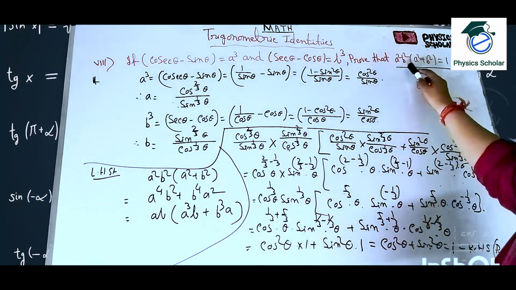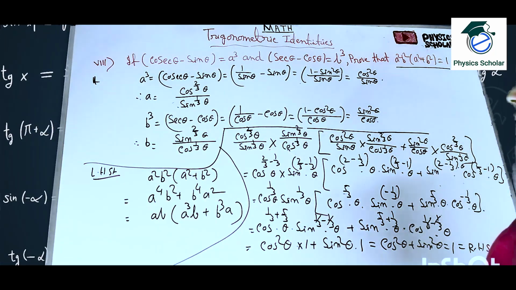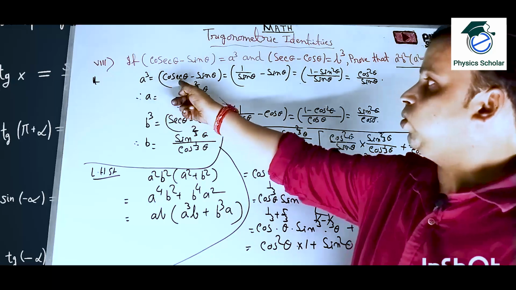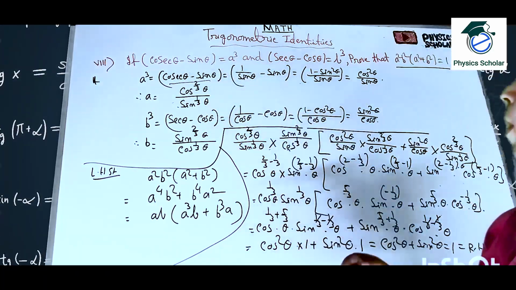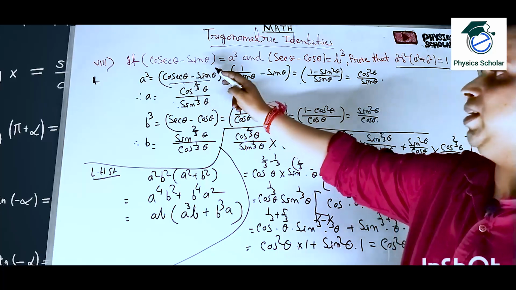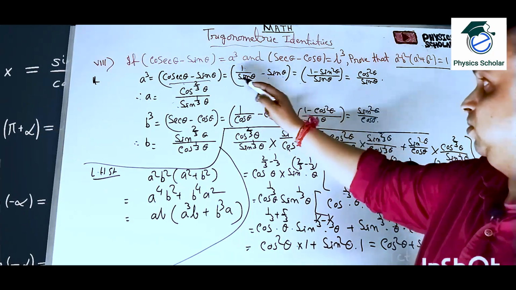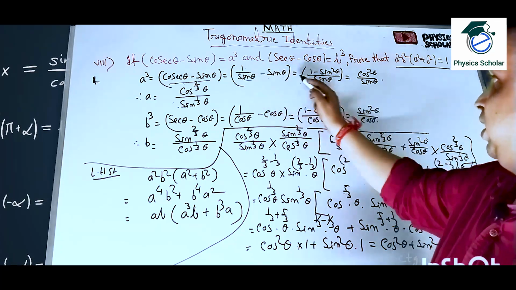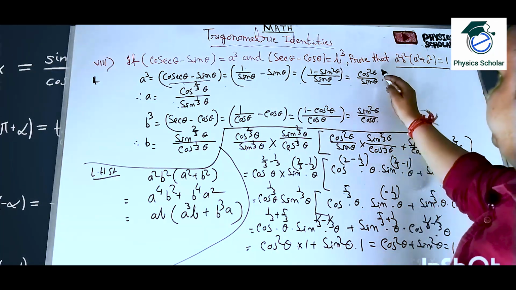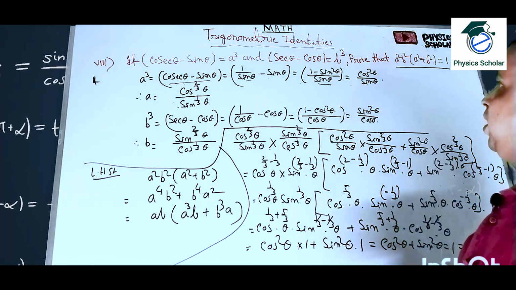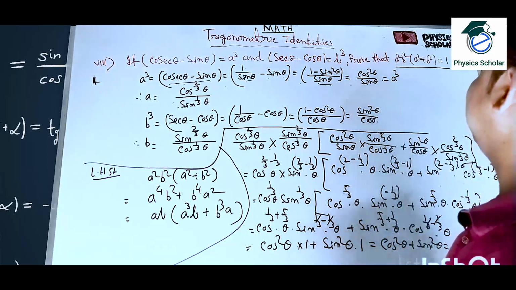We have to prove a square b square into a square plus b square is equal to 1. Clear? Now what we know is a cube means cos theta minus sin theta, a cube means cos theta minus sin theta. Clear? Now what is cosec theta minus sin theta? So what is cosec theta? 1 by sin, reciprocal of sin, minus sin theta, sin theta will be the LCM. Then 1 minus sin square theta is equal to cos square theta by sin theta. Clear? So that is the value. It is nothing but a cube. Clear? It is the value of a cube.